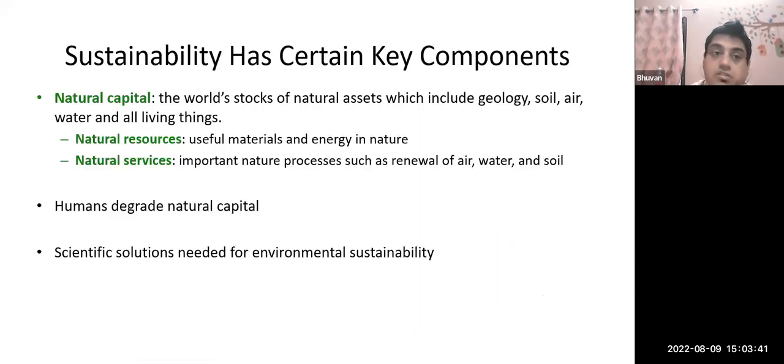So, sustainability has certain key components. What are these key components? The natural capital, if we talk about it, can be divided into two parts. The natural resources, which are basically the goods I initially talked about, are useful materials and energy in nature. And the second one is the natural services, which are important natural processes such as renewal of air, water, soil, etc. And as we all know, the human imprint on the earth is increasing day by day. So the natural capital is also getting degraded by human action.